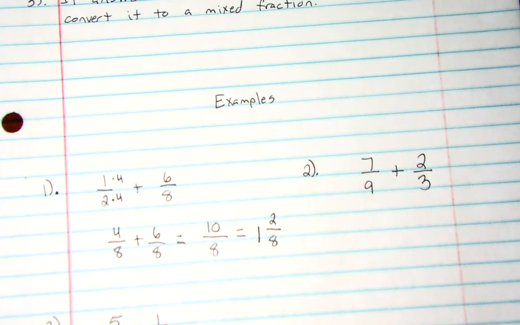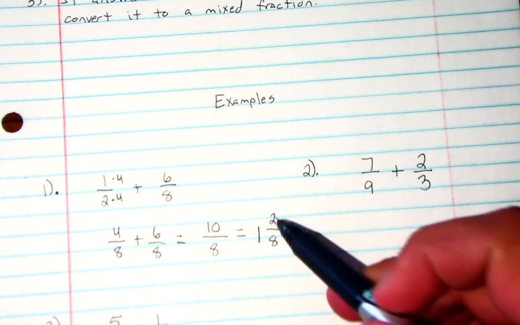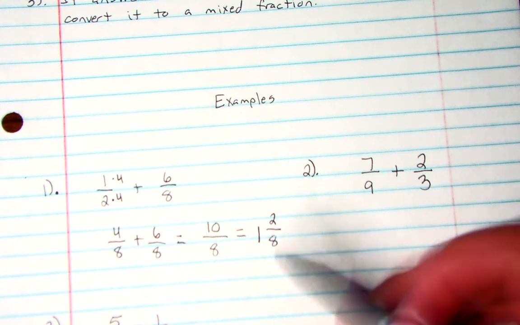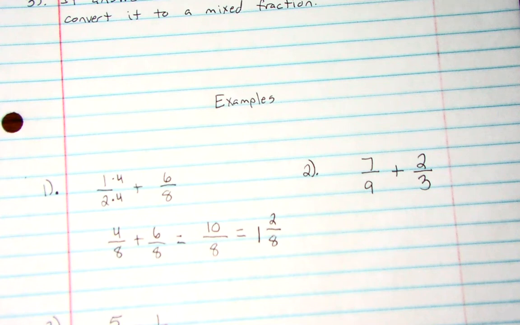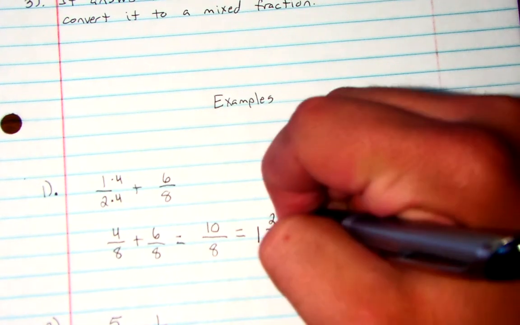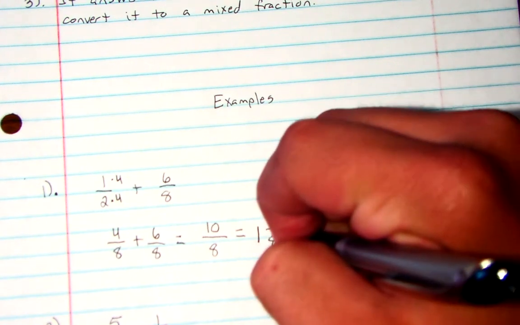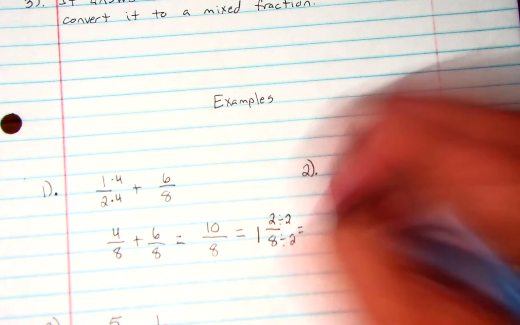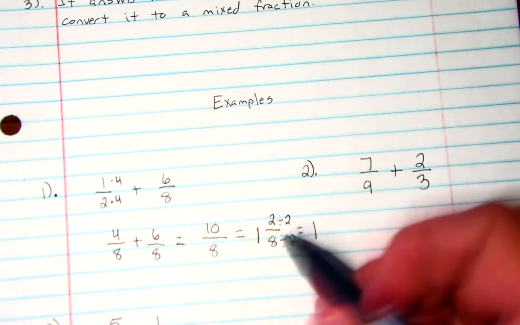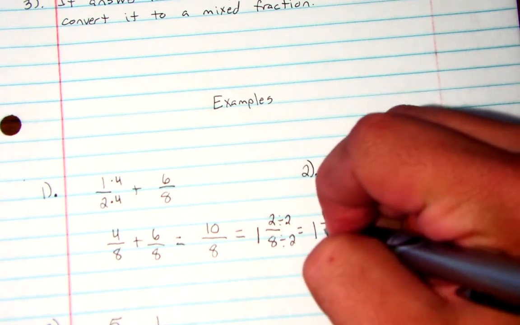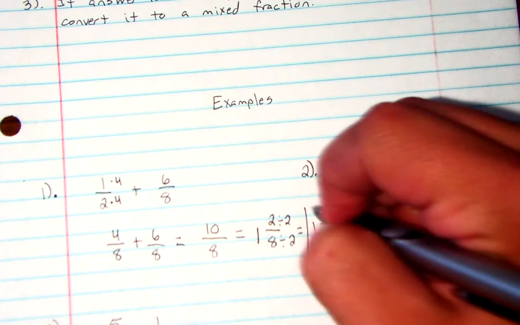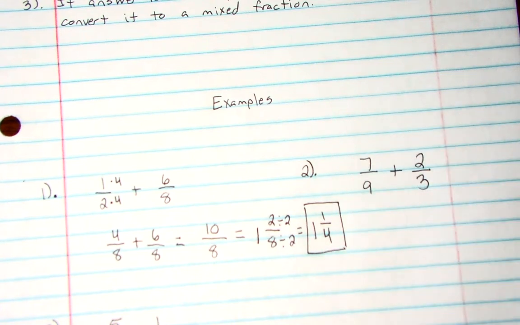Now, if you're done, we're going to take points off because we're not done yet. This 2 over 8 can be simplified. What number goes into both 2 and 8? Well, 2 does. So if you divide both numbers by 2, 2 divided by 2 is 1. 8 divided by 2 is 4. You just now simplified your answer to the simplest terms.